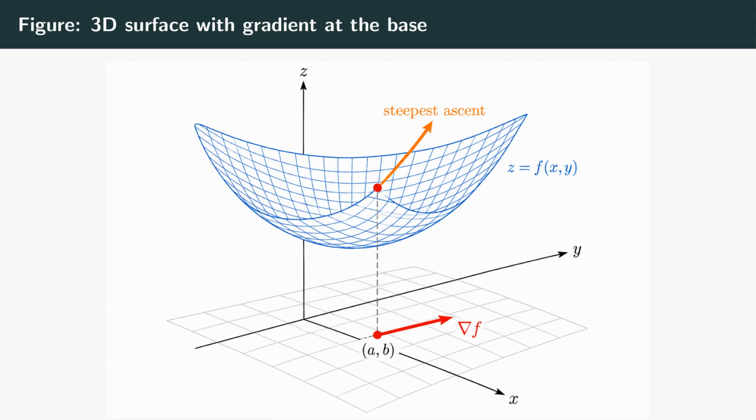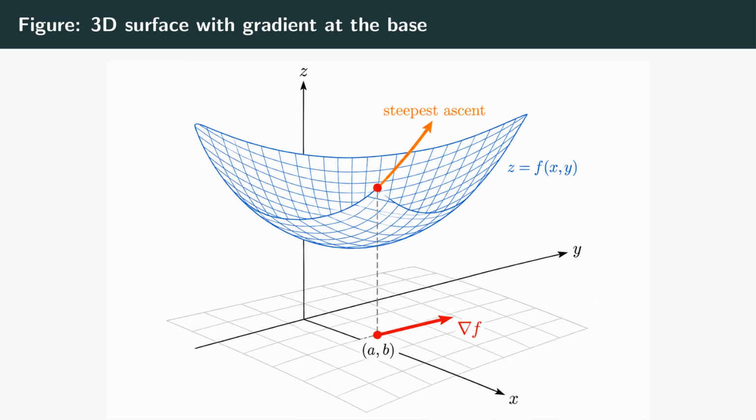Same idea in 3D. The blue mesh is the graph of z equals f of x, y, a smooth surface sitting above the xy plane. The red dot on the floor is our base point (a, b). Directly above it on the surface is the red dot at height f of (a, b). The red arrow in the floor, anchored at the base point, is the gradient del f at (a, b), a vector in the plane, pointing in the direction of steepest ascent projected down to the floor.